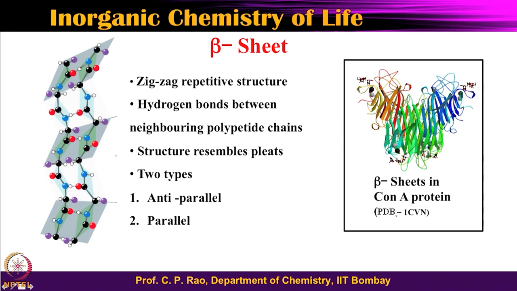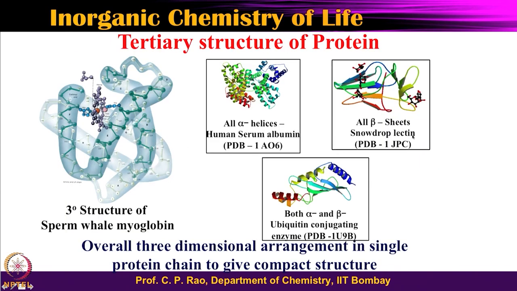And this can also be obtained from the Protein Data Bank. The PDB number is given here. So if you go onto the internet and run this number under the Protein Data Bank, you will get this structure, you can see that. So this structure is primarily a beta sheet structure.